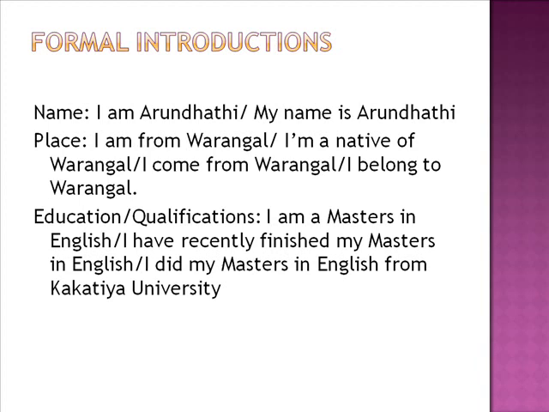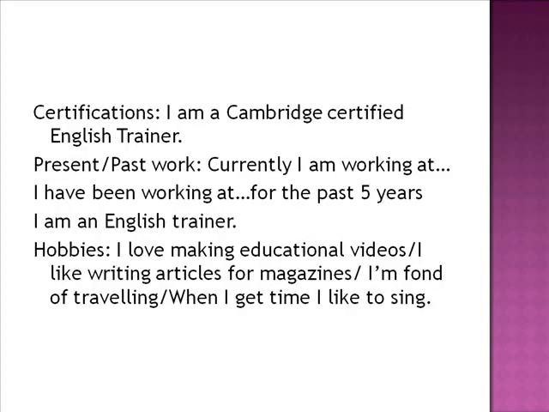When you talk about certifications or the skills that are required for that particular work, you can also say, for example, I am a Cambridge certified English trainer. With the present work or the job that you're doing, you can say, I am an English trainer at the Edumatics group, or currently I'm working as an English trainer at the Edumatics group, or I have been working at the Edumatics group as an English trainer for 5 years. Okay, you could also include information about your hobbies, and you could use verbs like I love, I like, I enjoy.